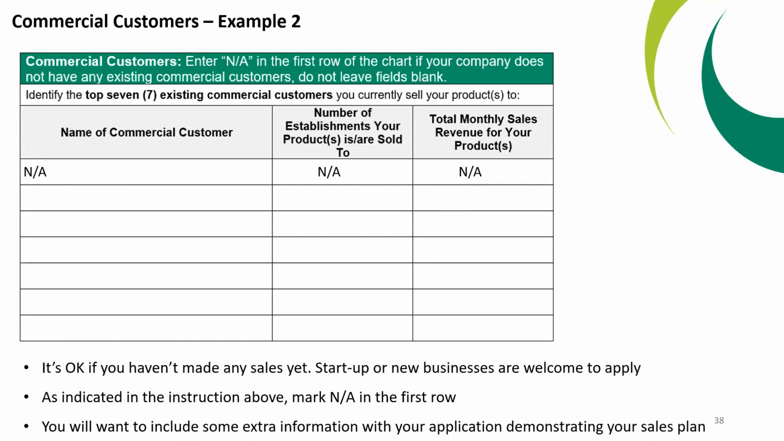Also, maybe you don't have any commercial customers yet. That's okay. Just enter NA on the first line, and then the chart will be flagged as complete. However, if you do that, then we'll of course want to have you provide some information elsewhere in the application that you do have a specific plan for what stores you plan to penetrate and what markets.